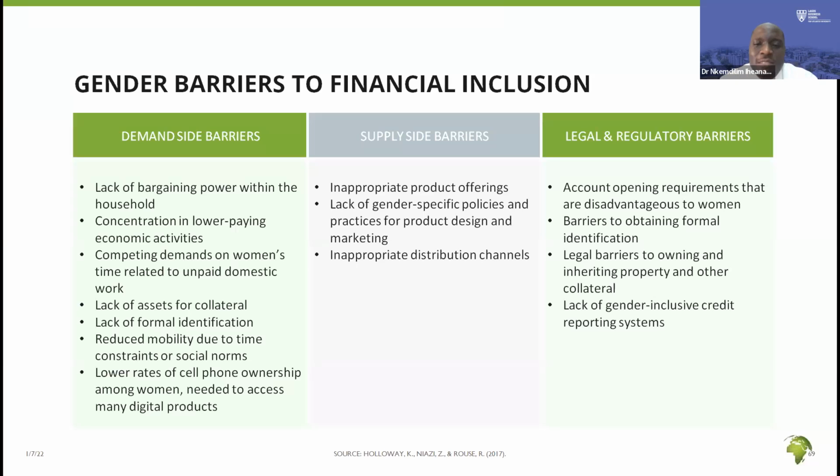Now, let's look at some gender barriers to financial inclusion. Firstly, let's look at demand side, supply side, as well as legal and regulatory barriers. When we talk about demand side, we're talking about barriers that exist at the level of the consumers who are actually consuming the product. In this case, when we say gender barriers, we're referring to barriers that stop women from utilizing financial services.